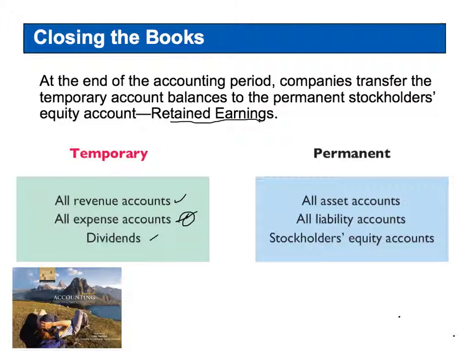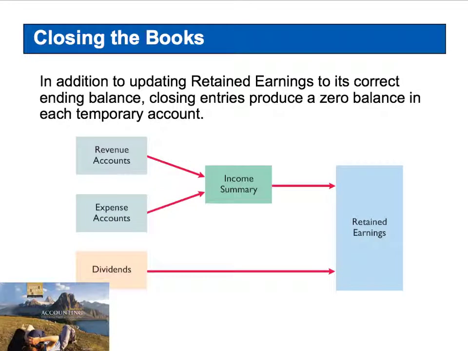The only permanent accounts are the balance sheet accounts. That is the assets, liability, and shareholders' equity. So therefore, at the end of this accounting period, in order to begin the new accounting period properly, we have to bring these accounts back to zero. Now to do that, we actually set up a new temporary account called Income Summary. What we're going to do then is close the revenue accounts to the income summary, and then the expense accounts to the income summary. And then we will close the income summary to the retained earnings. And then lastly, close the dividends to retained earnings.